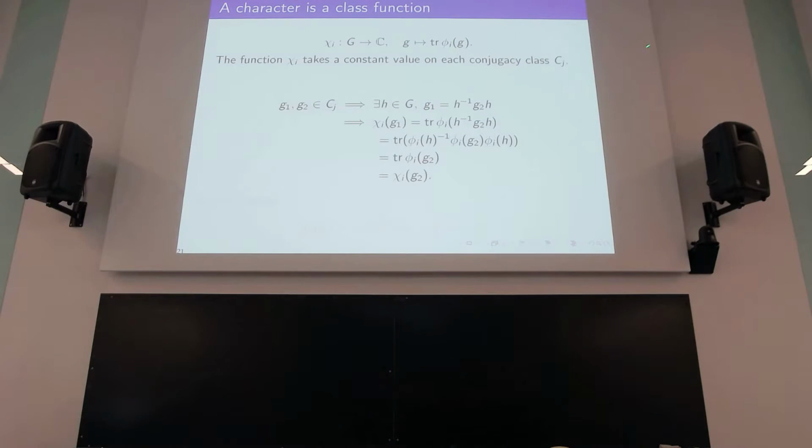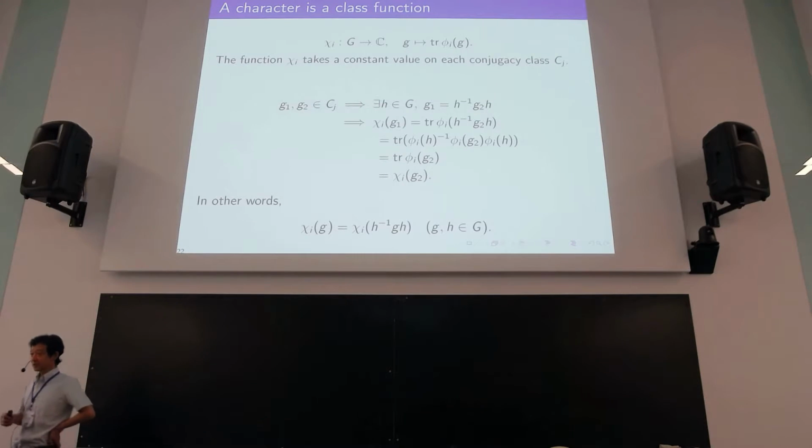to the other, and then we compute the trace of g1, or the character of g1, which is the trace of the representation. But the representation is a homomorphism, so you can split this representation into three parts. And inside the trace, matrices commute, so you can cancel this and that to get just g2. So the character depends only on the conjugacy class in which the group element lies.